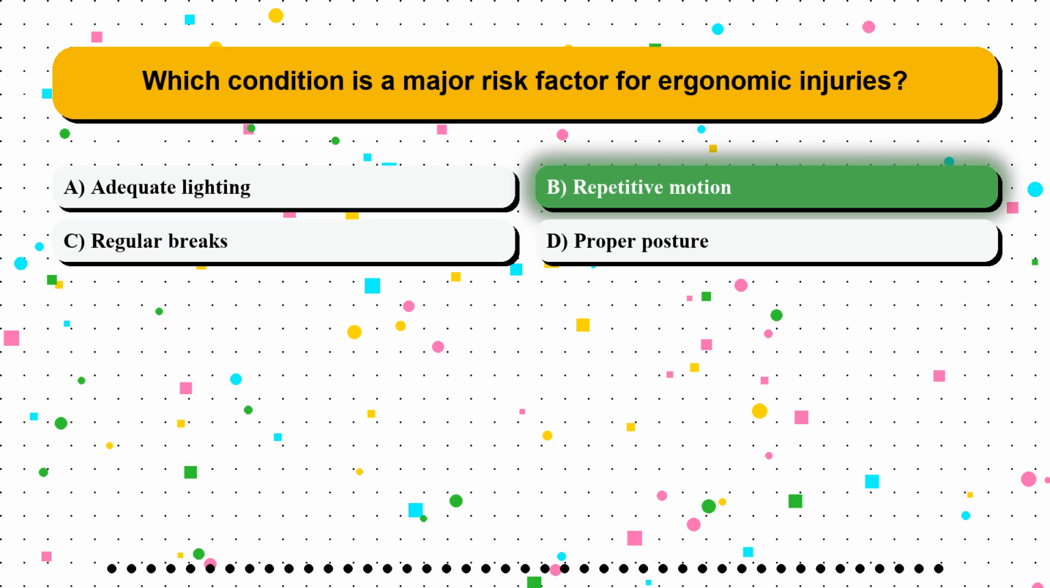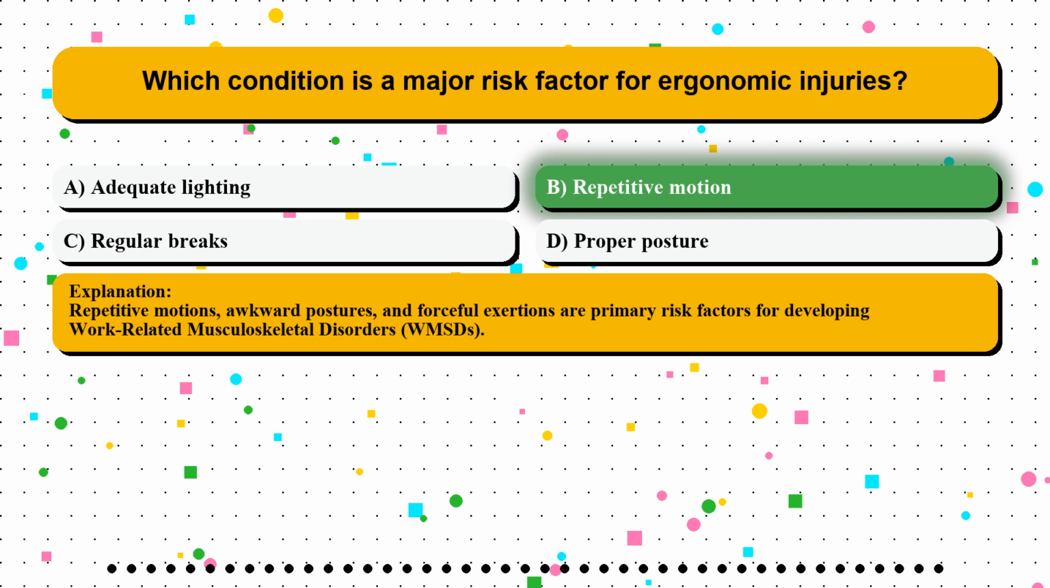The correct answer is option B, repetitive motion. Repetitive motions, awkward postures, and forceful exertions are primary risk factors for developing work-related musculoskeletal disorders, WMSDs.